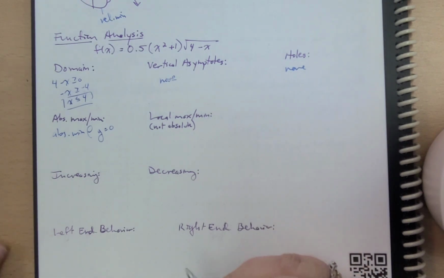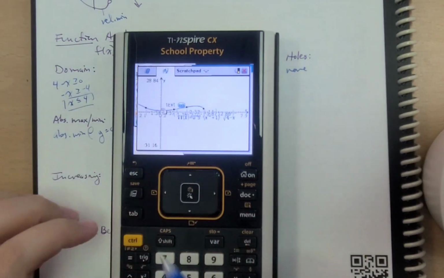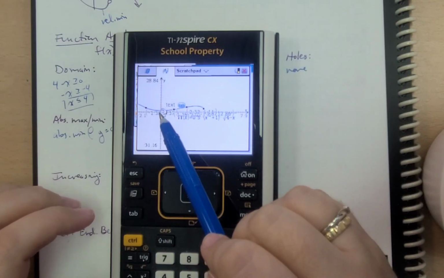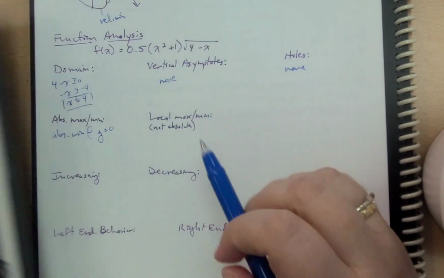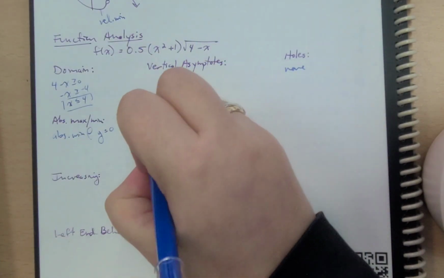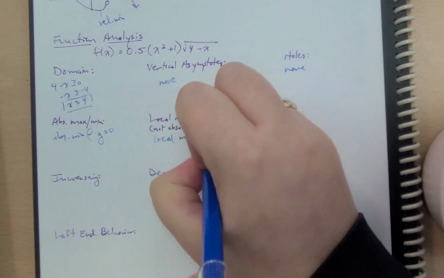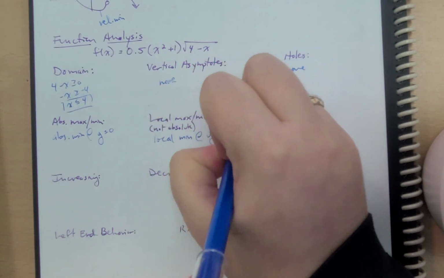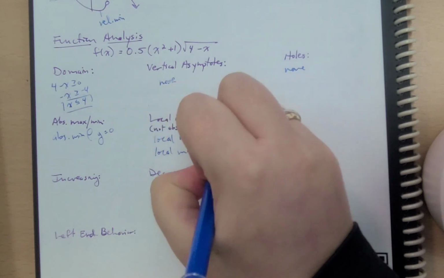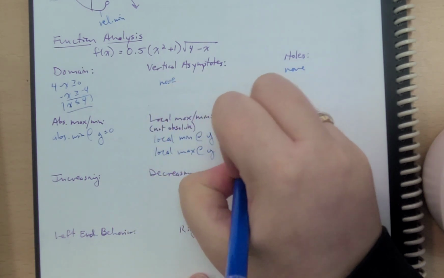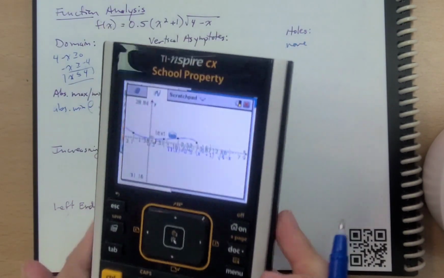And then we have a local maximum and a local minimum. Okay, I'm going to have a local minimum here and a local maximum here, and you can just calculate that, but I did it before. So we have a local minimum at y equals 0.996 and a local maximum at y equals 5.035. So when is this increasing and decreasing?